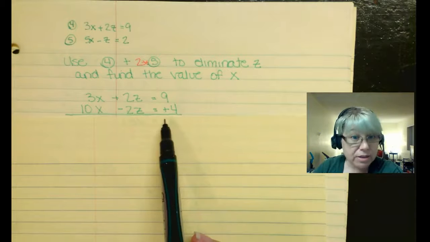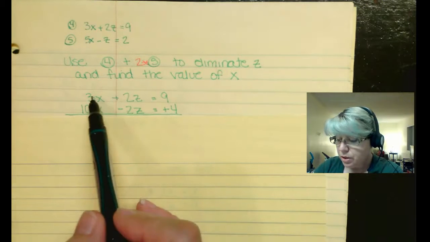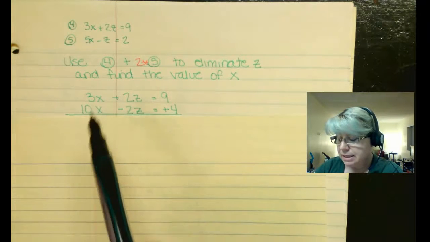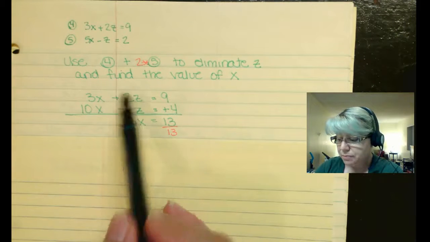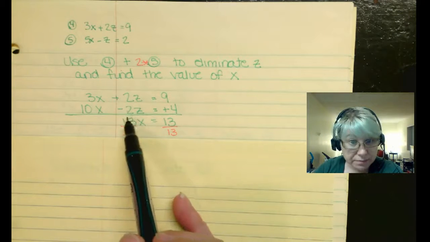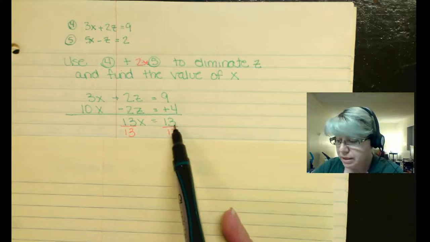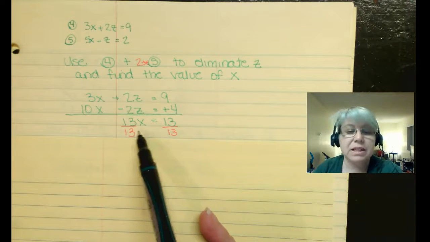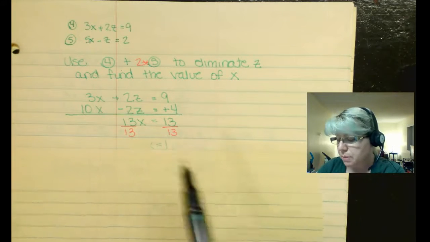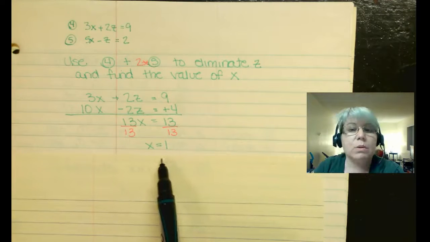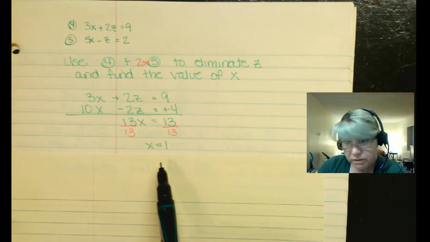Now I'm going to add the two equations together. 3x plus 10x is 13x. The z's will be eliminated. And 9 plus 4 is 13. Well, 13x equals 13. Let's divide each side by 13. So x equals 1. Well, we found one of the variables.